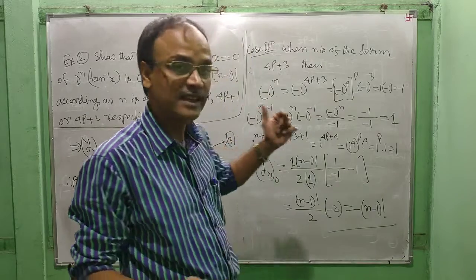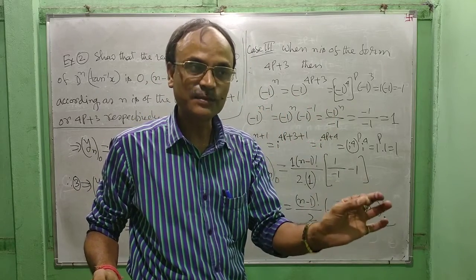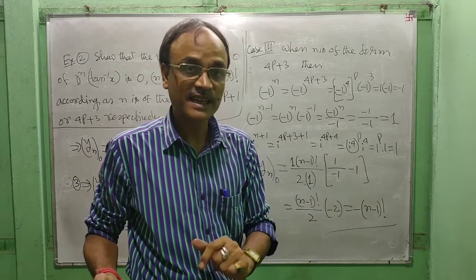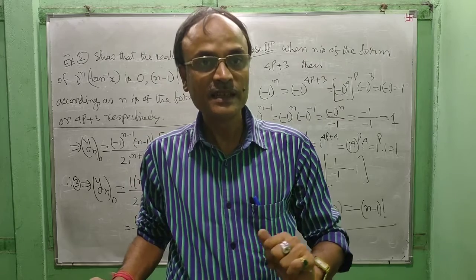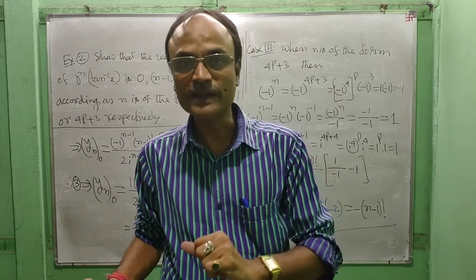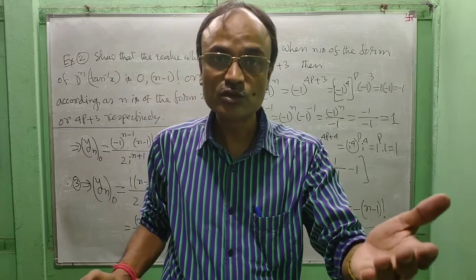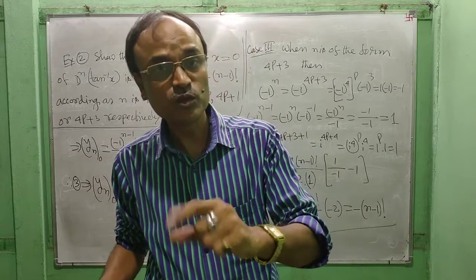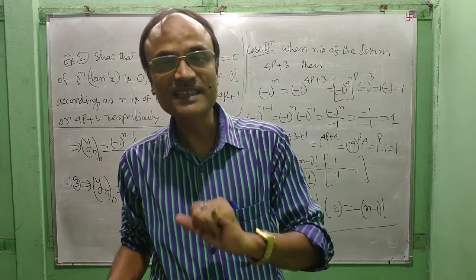Thus, you have seen that for x is equal to 0, the nth differentiation of tan inverse x is 0 when n is of the form twice p. Twice p means when you differentiate 2 times, when you differentiate 4 times, when you differentiate 6 times, when you differentiate 8 times, like that.